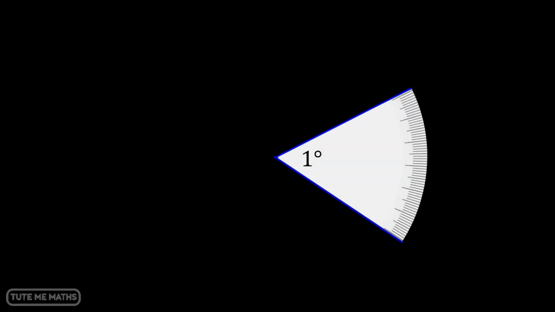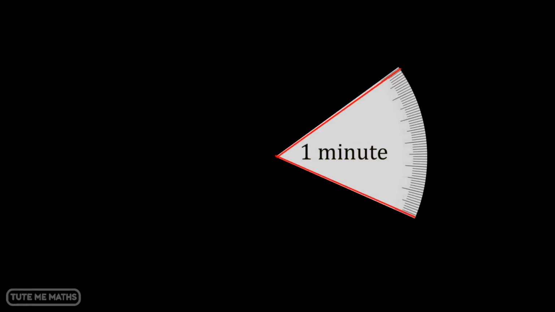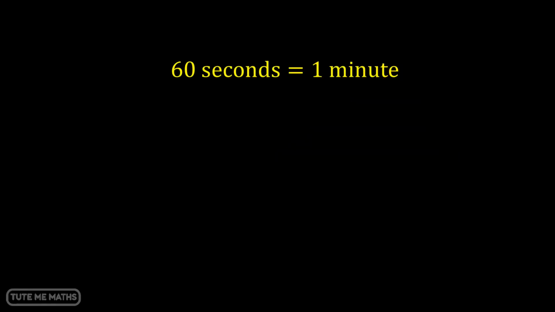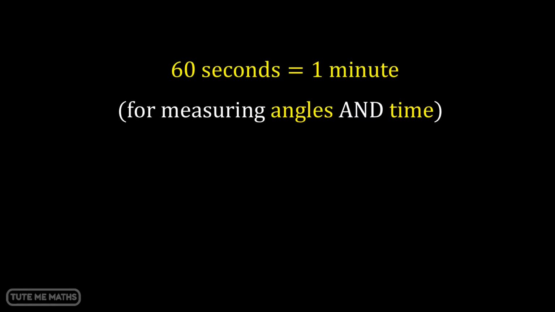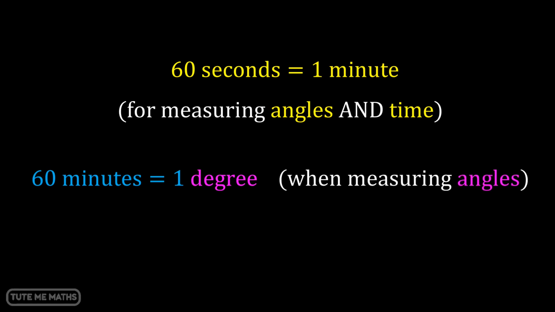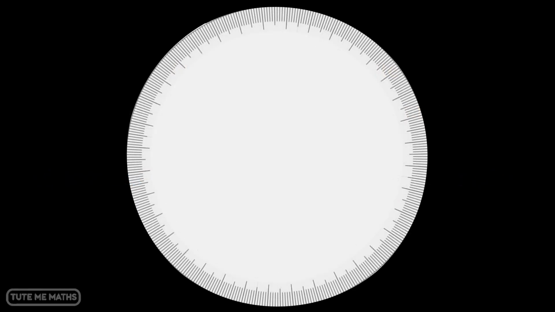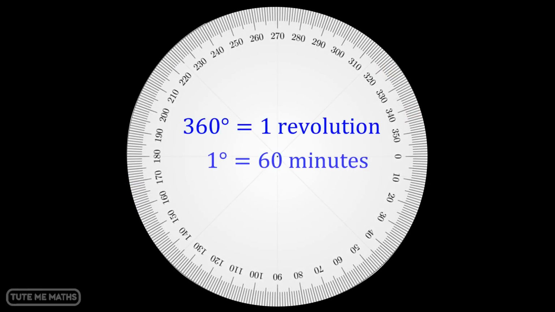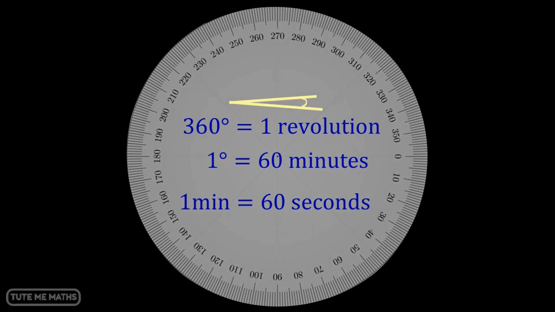1 degree can be split into 60 smaller parts called minutes, so 1 minute is 1/60th of a degree. Similarly, 1 minute can again be split into 60 smaller parts called seconds. So 1 second is 1/60th of a minute. Notice that these subdivisions of degrees into minutes and seconds are the same as those for hours into minutes and seconds. Now we have several ways that we can express fractional parts of a degree.